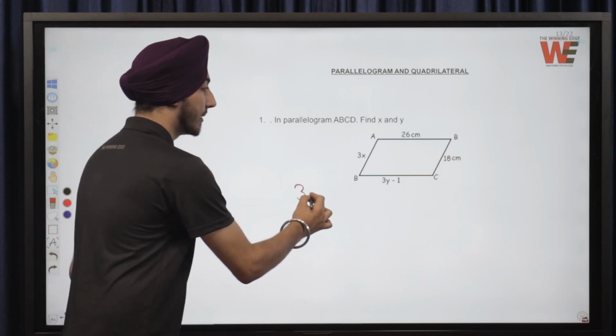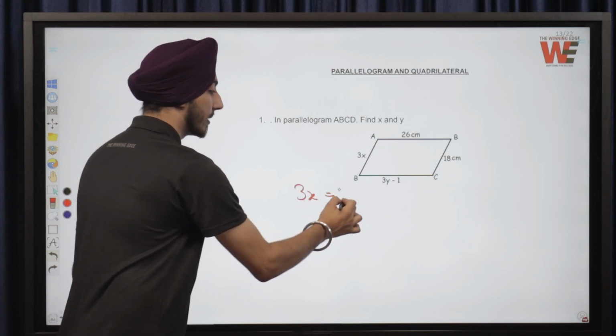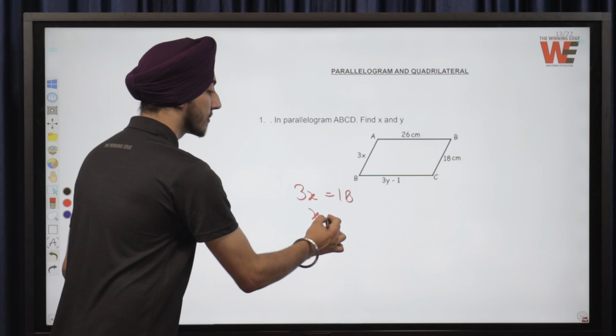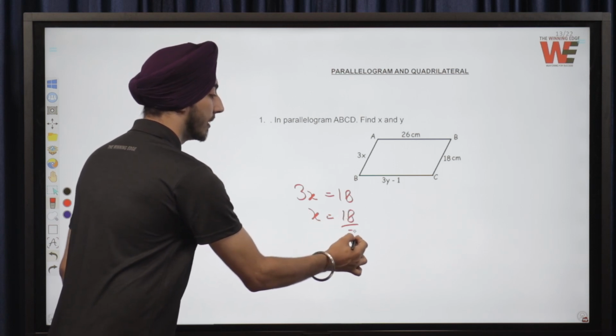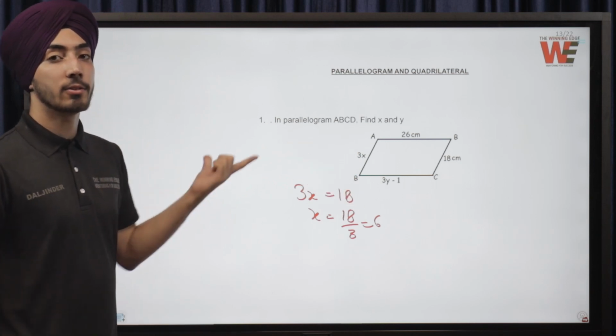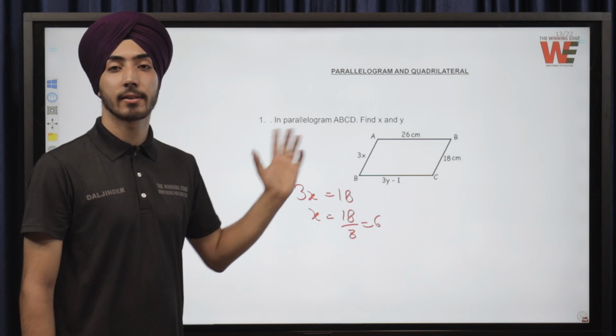This means that side AB, which is 3x, would be equal to side BC, which is 18. Now what does it imply to you? Obviously x equals 6. How? 18 by 3, which gives you 6. So what is the side AB? Side AB we do not need to find because it has not been asked. We just need to find the value of x.